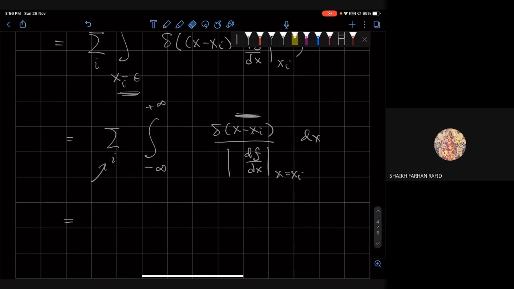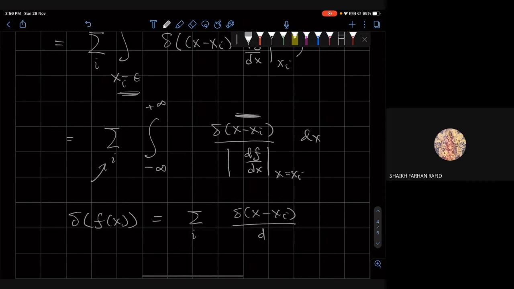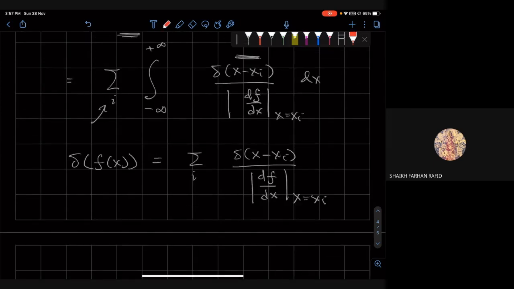And therefore we arrive at the wonderful identity that the delta function of a function is equal to the sum over all the zeros of the delta function divided by the derivative, the kind of Jacobian if you like, the derivative of the function evaluated at the zeros, okay? So this is an extremely important identity. I cannot emphasize how important this is.